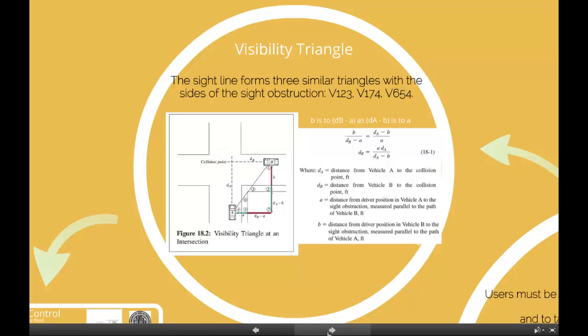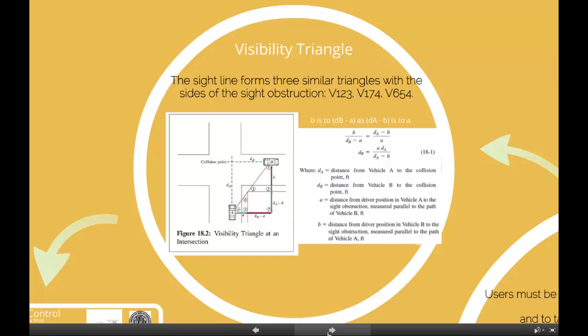The sight triangle must be sufficiently large to ensure that vehicles on conflicting paths have sufficient time and distance to avoid collision. The triangle is dynamic in that the position of one vehicle affects the position of the other when visibility is achieved. Notice that the sight line forms 3 similar triangles. At the upper right, we find triangle 1, 2, 3. The full triangle is 1, 7, 4. At the lower left, we have 6, 5, 4.